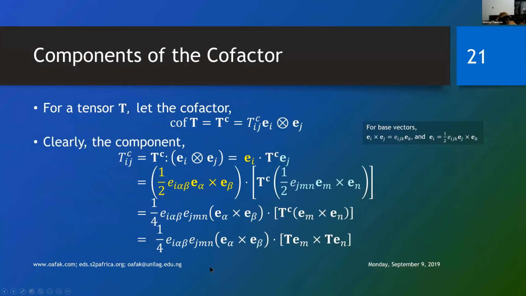Now, let us find the components of the cofactor. To find the components of the cofactor, I'm using these two relationships. If you have been doing your self-test, this relationship would have been tested over and over. So you should know this relationship.